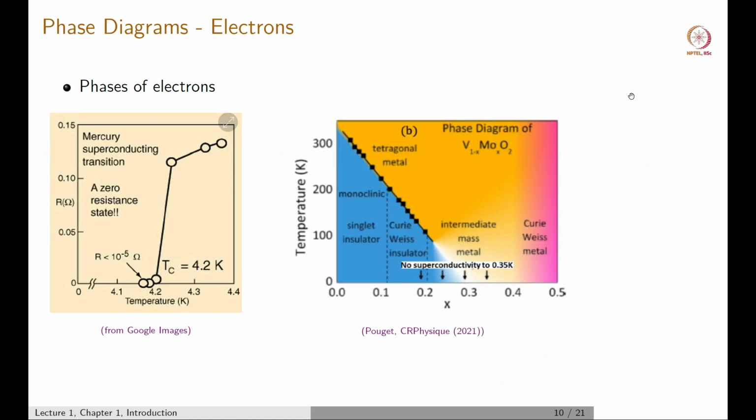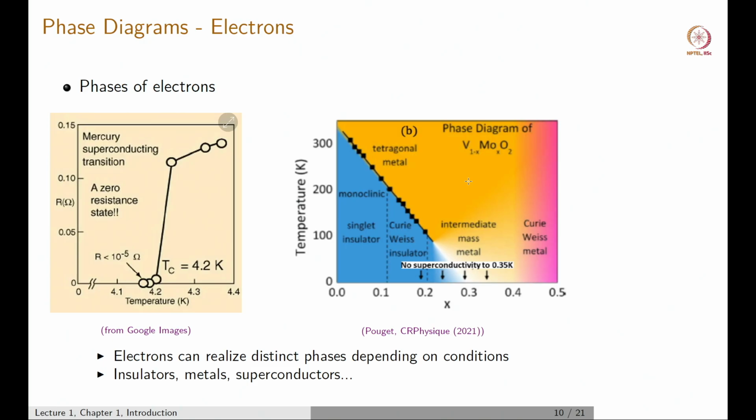I am showing you another example of vanadium molybdenum oxide, and here you have a phase transition and different phases that are obtained by changing the concentration of molybdenum. So you have an insulator here at low temperatures, say when X is equal to 0.1. If you increase temperature, there is a phase transition to a metallic phase, and by changing X, you can get various different kinds of electronic phases.